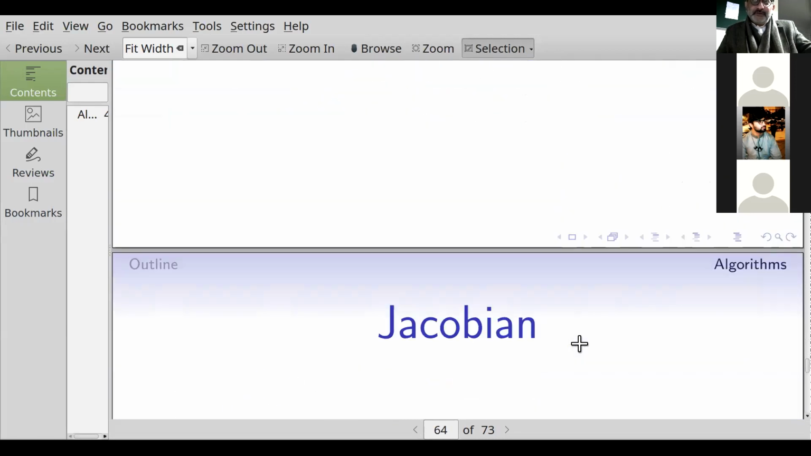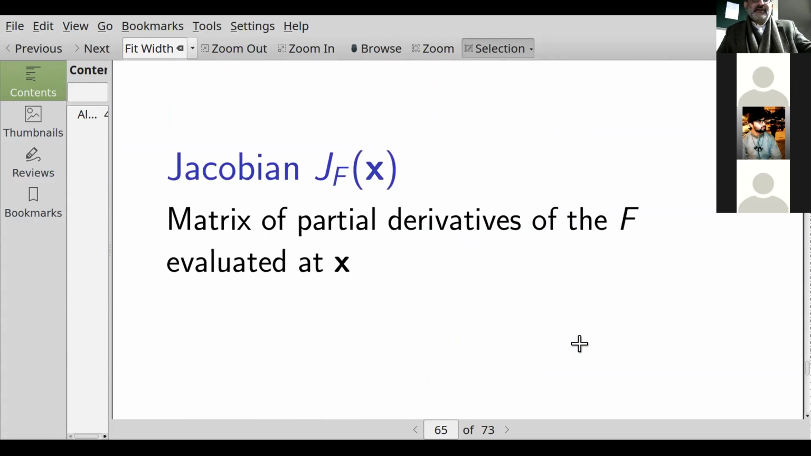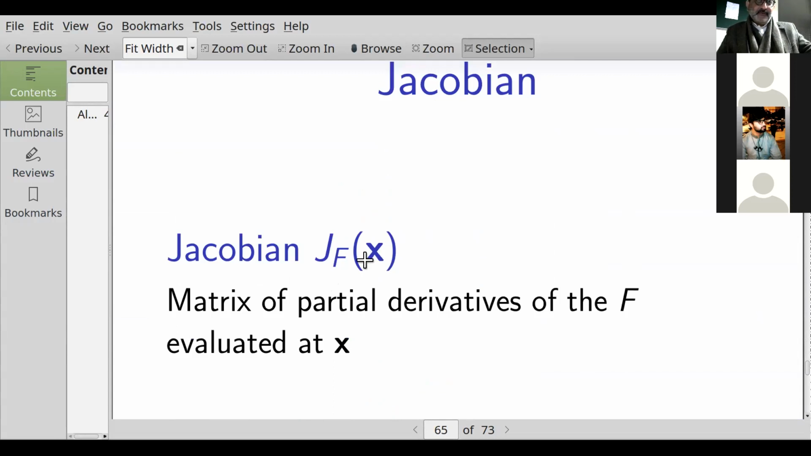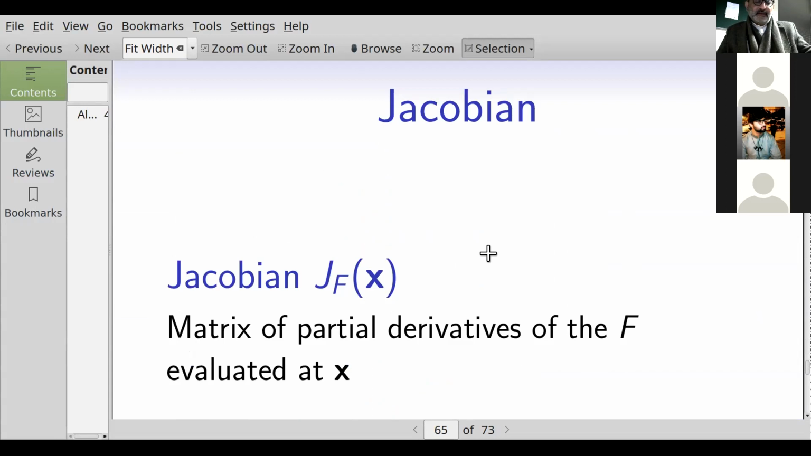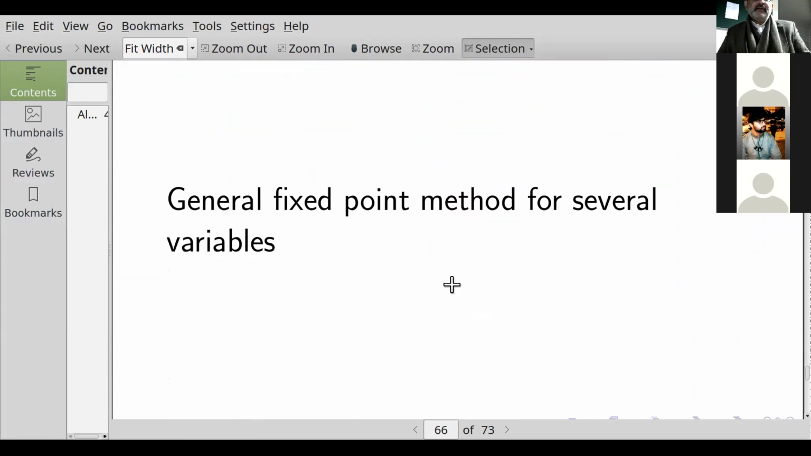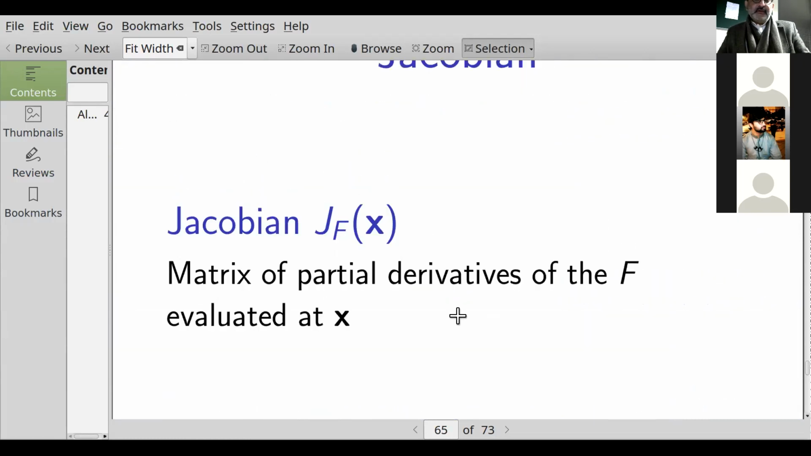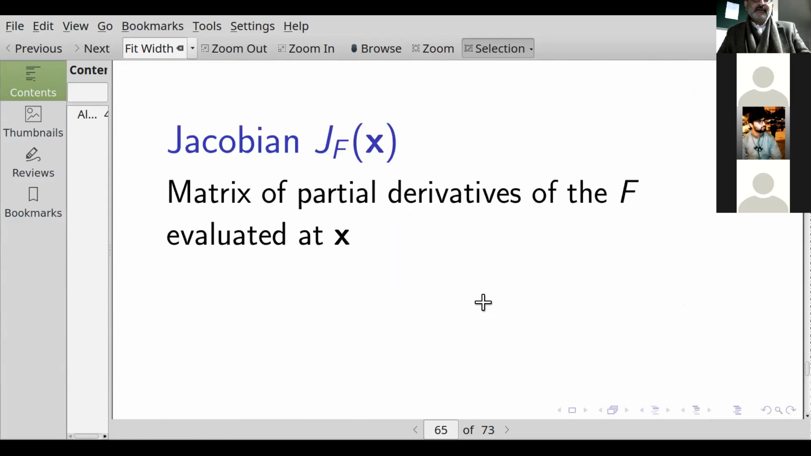And the thing that we're going to end up using is the Jacobian, and determinants of the Jacobian. So if you have this f, which is mapping from Rn to Rn, the Jacobian is a matrix of partial derivatives of f evaluated at x. So you evaluate each one of those fi with respect to xj, and that will give you the Jacobian.